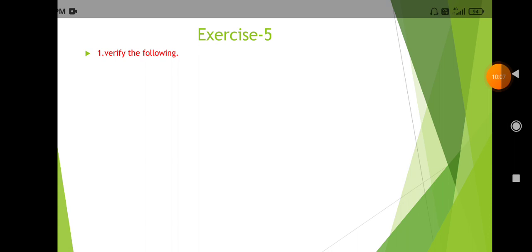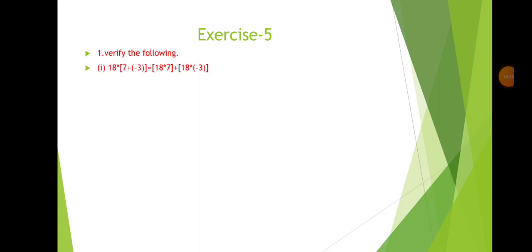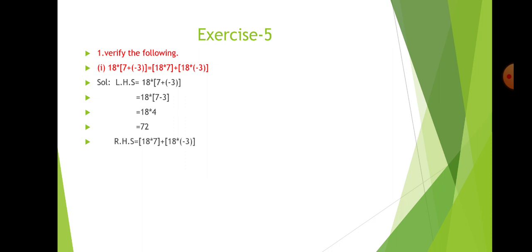Now, going to exercise 5. The first question is verify the following: 18 into (7 plus minus 3) is equal to 18 into 7 plus 18 into minus 3. So verify whether LHS and RHS values are the same or not. For that, take LHS, that is 18 into (7 plus minus 3). First we solve the bracket value, that is 7 plus minus 3. Remove the bracket, we get 7 minus 3, which is 4. The first number is 18, in between into is there. Multiply these two numbers, we get 18 4s are 72. This is LHS.